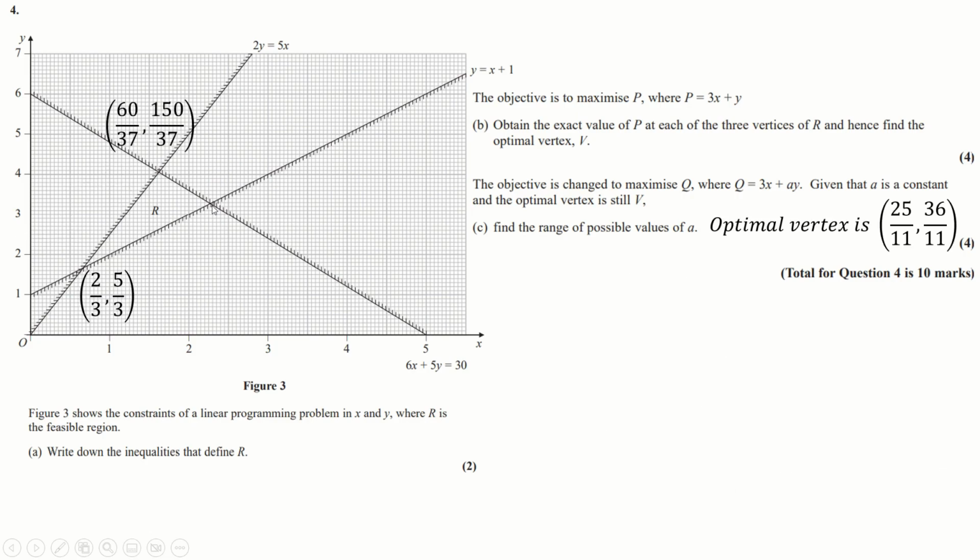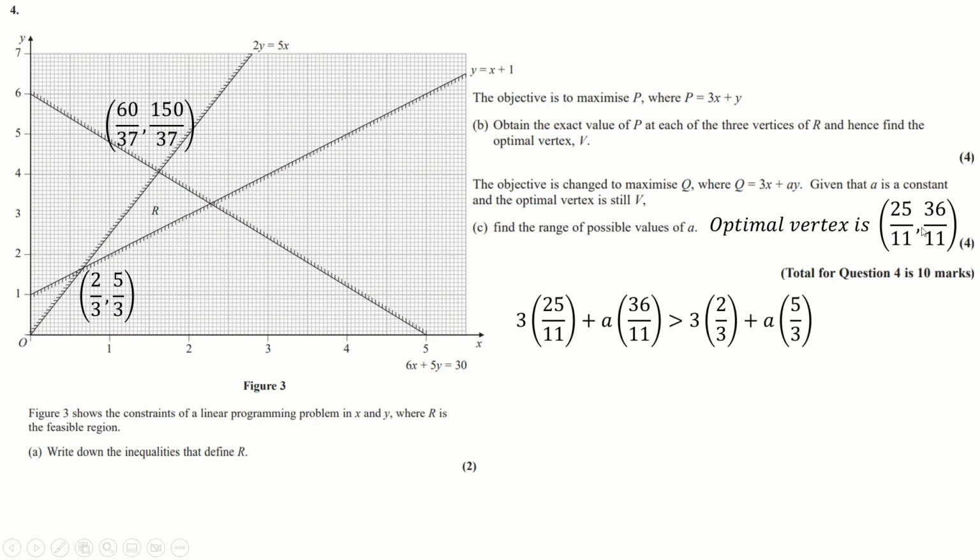Then it says, this is quite an interesting question, the objective is changed to this, so the line is a slightly different gradient that you'd slide up here maybe. Given that the optimal vertex is still this one, find the values of A. Essentially what that just means is that if you put this x and y into here, that's bigger than when you put this x and y into here, and it's also bigger than when you put this x and y into here.